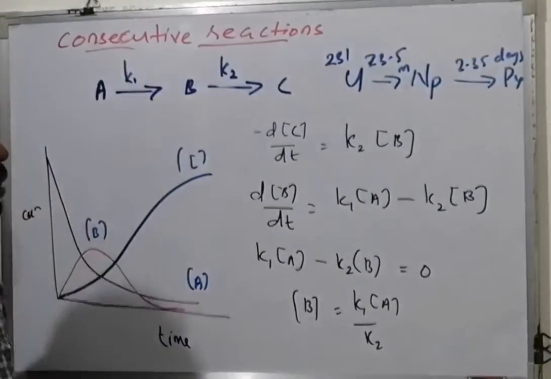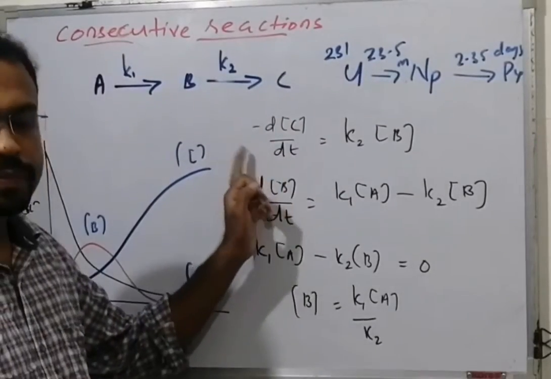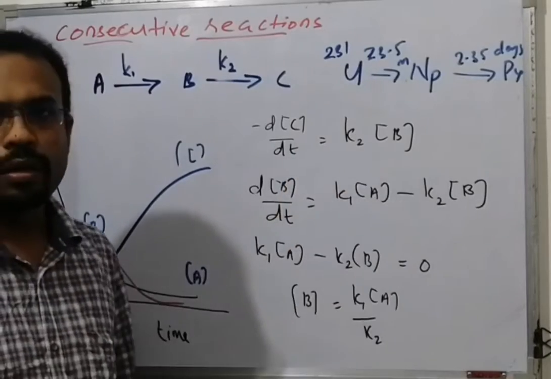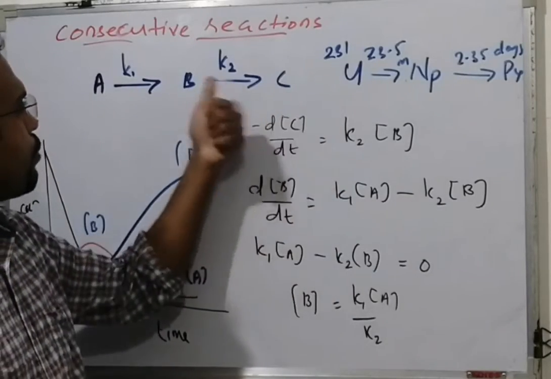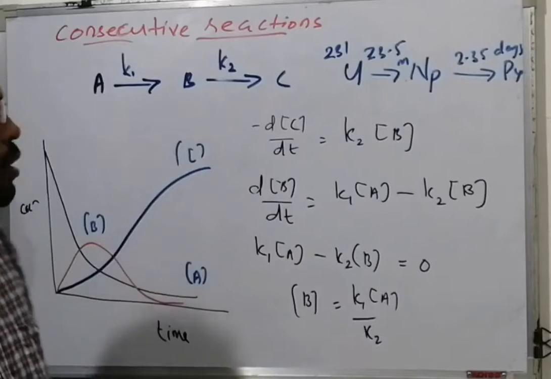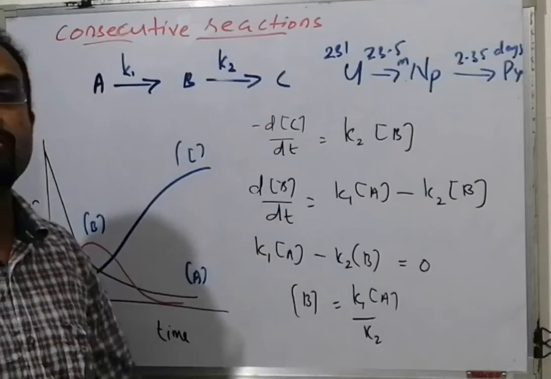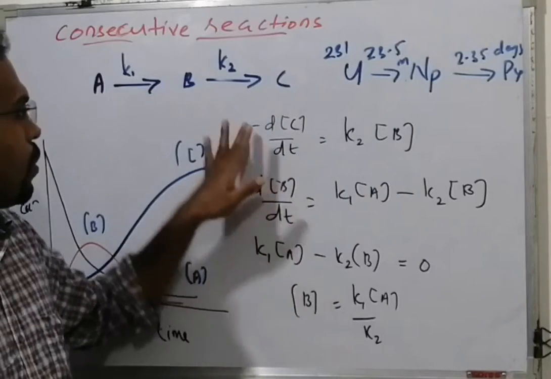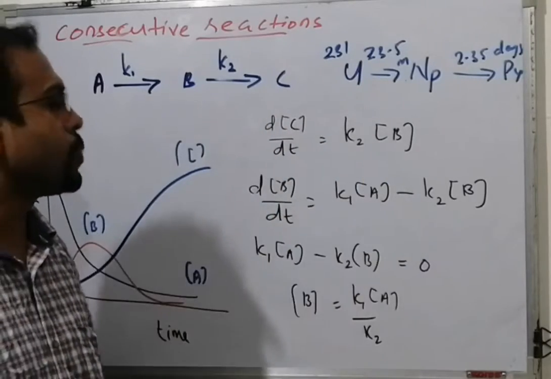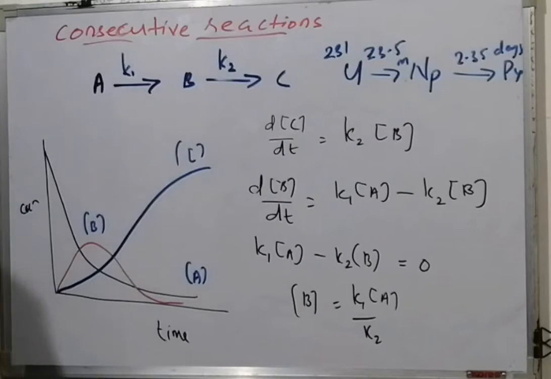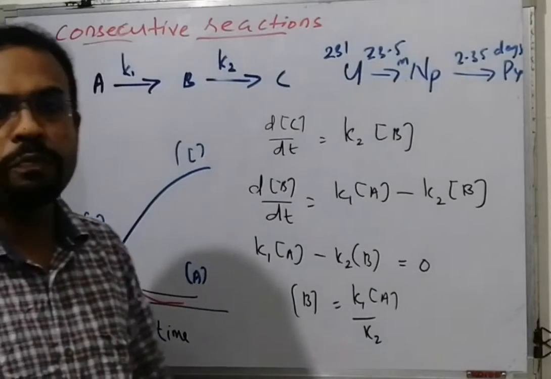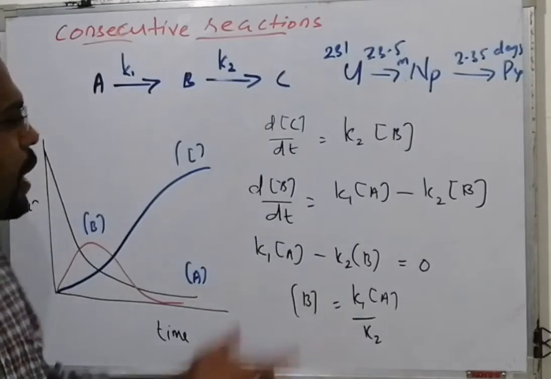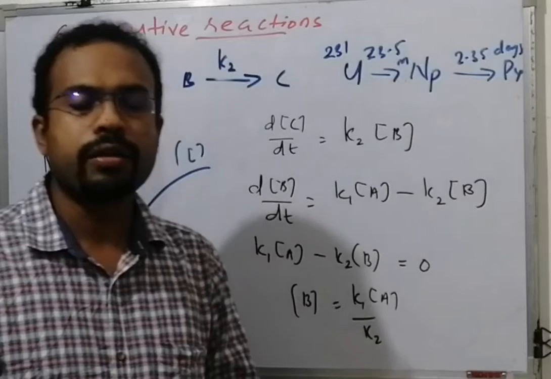Anyway, the rate of formation of product is equal to K2 into B. You know why? C is formed only from B, not from A directly. Therefore, the rate of formation of C is equal to K2 into B. But we don't know the concentration of B, because B is not a molecule we are adding as a reactant. Therefore, we are applying the steady state approximation here.